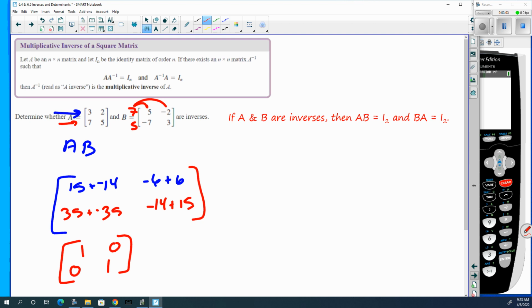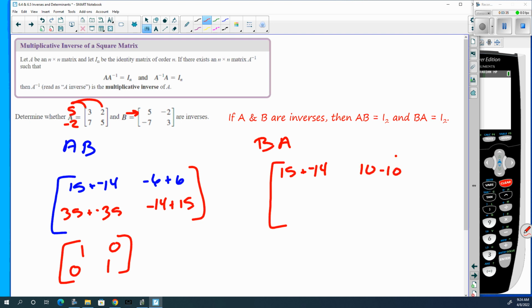Now it has to work both ways. So now if I took matrix B and times it with matrix A, I want to know, do I still end up with the identity matrix? So now I'm starting with matrix B. So I take the row on matrix B, turn it sideways, and then multiply it into the matrix A. So I would be going 5 times 3 is 15, plus negative 2 times 7 is negative 14. 5 times 2 is 10. Negative 2 times 5 is negative 10.